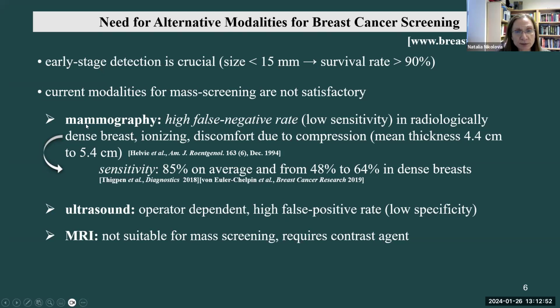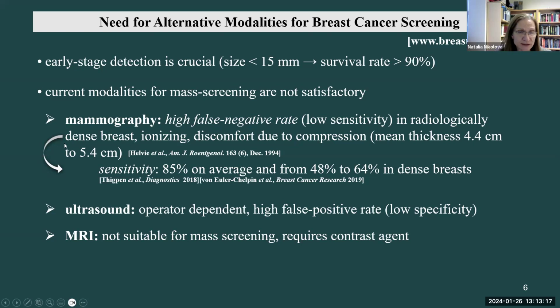And the problem with mammography is that it has very high false negative rates. That is, it misses small tumors very often, particularly in radiologically dense breasts, which are more typical for younger people. Not to mention that it is ionizing and it requires quite severe compression of the organ.